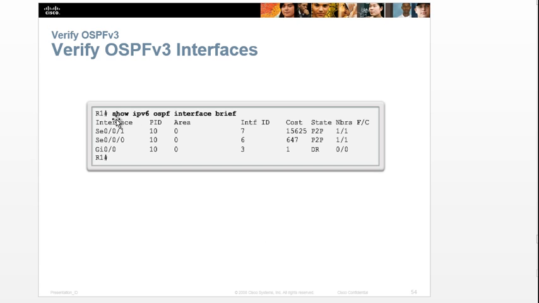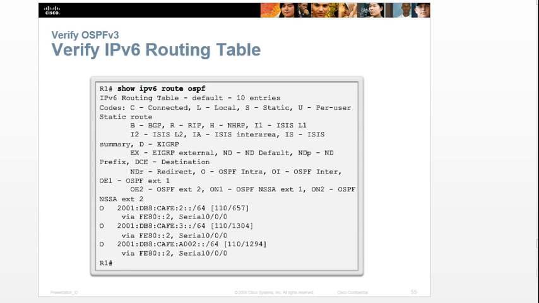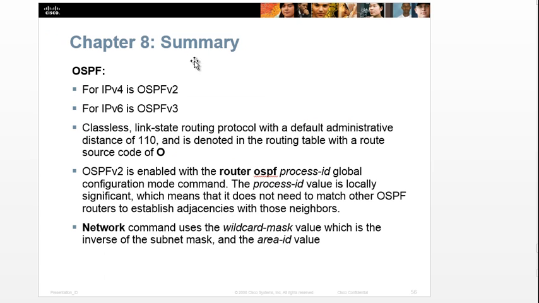And here we'll do a show ipv6 ospf interface brief. It'll show me the network connected and the cost metrics associated. And there's our routing table. So that's a quick rundown of OSPF. Basically, IPv4 uses v2, IPv6 uses v3.